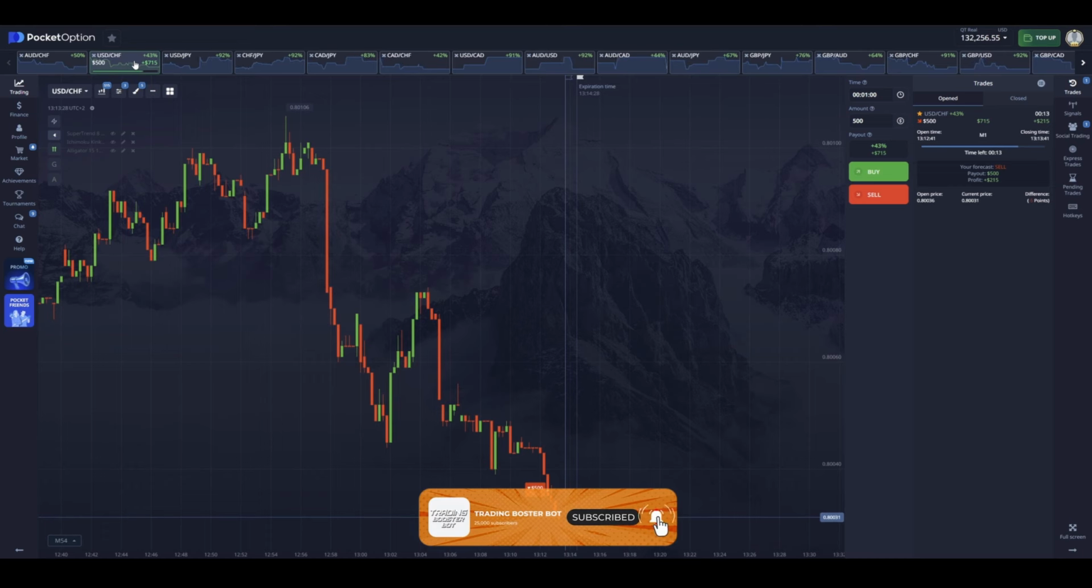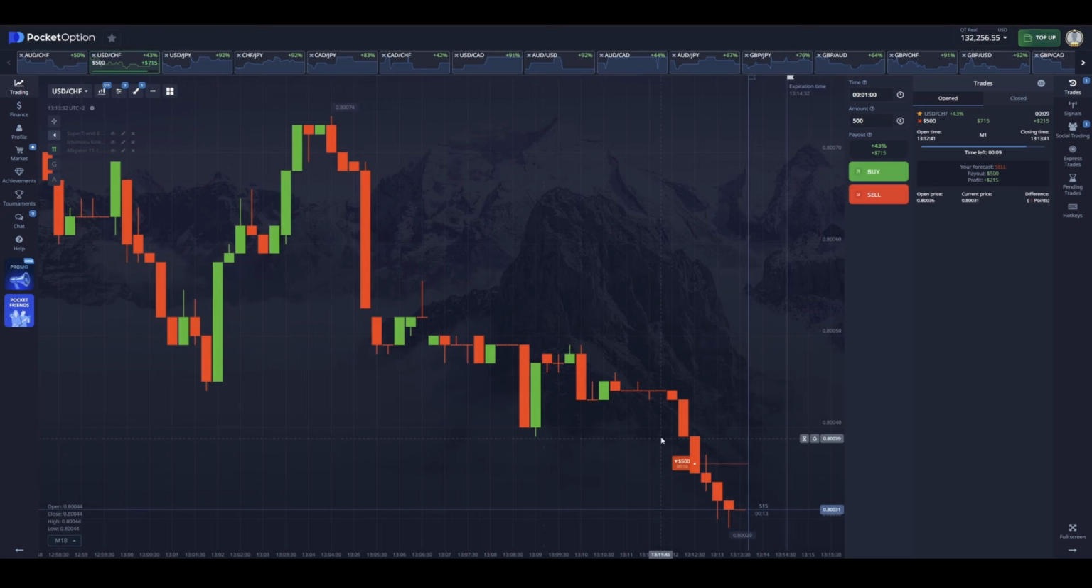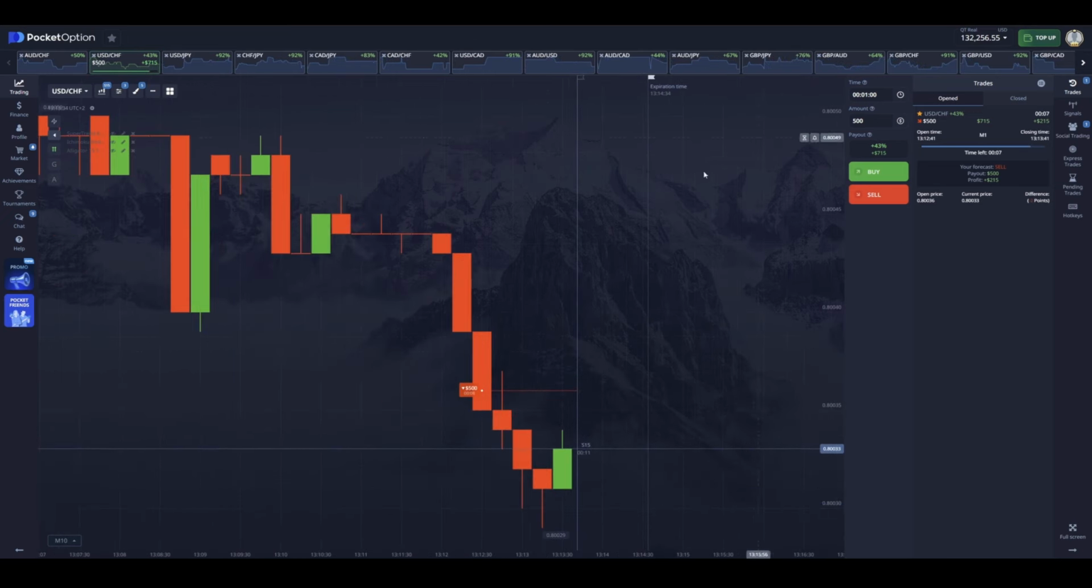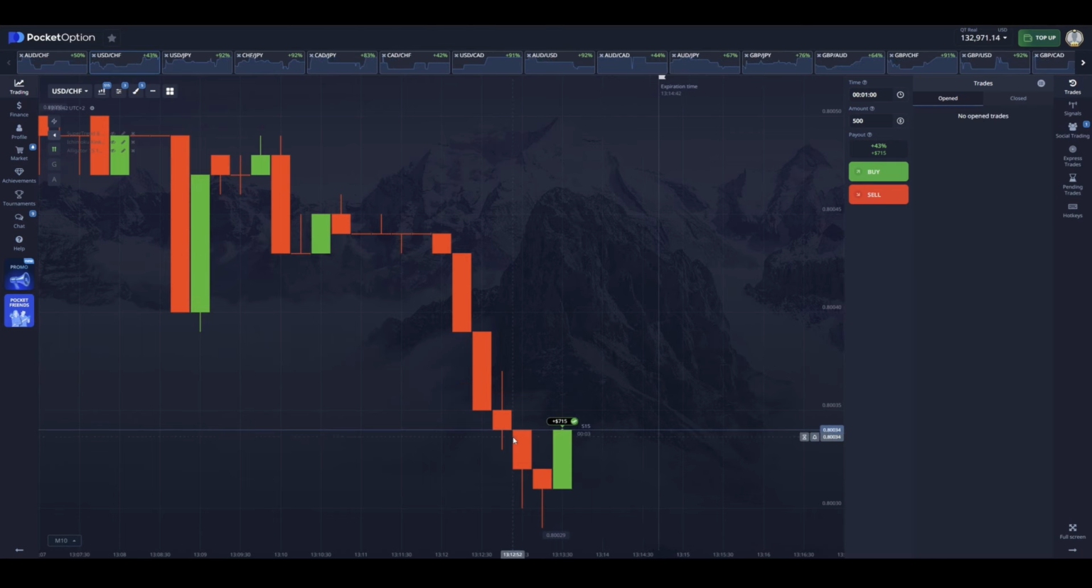So it's up to you. If safety is your priority, then choose these currency pairs with low payouts. You'll be making very safe analyses, or rather, opening very safe trades. As you can see, the trade closes in profit.